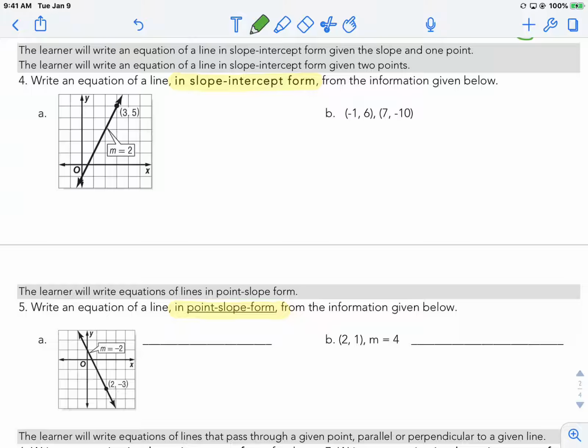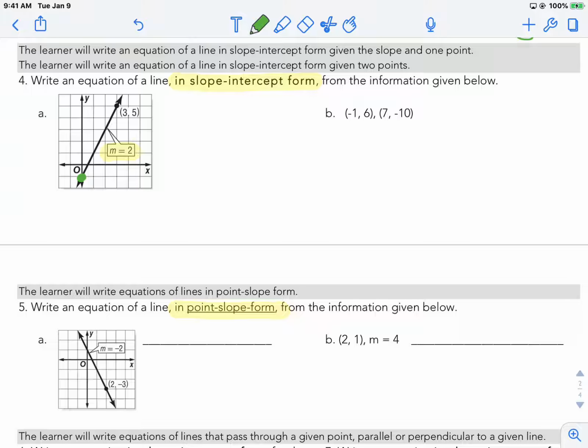So I want to turn first to that graph in 4a. They identified for me the slope. They also showed me the y-intercept. I can see it. So I should be able to write that equation right away because they provided the slope and the y-intercept. Pause the video and try it yourself.